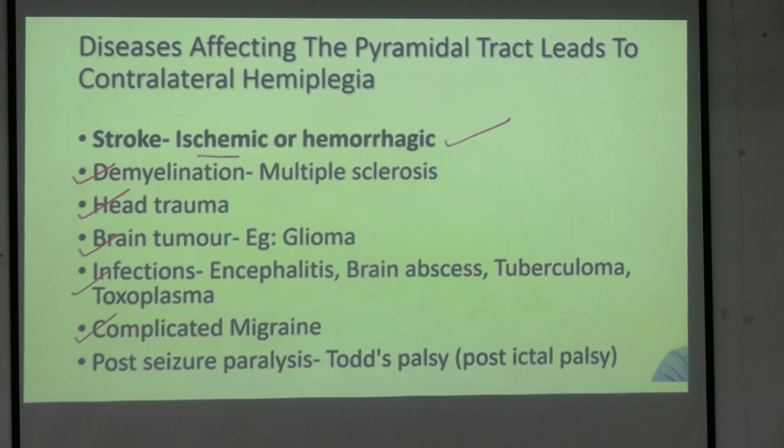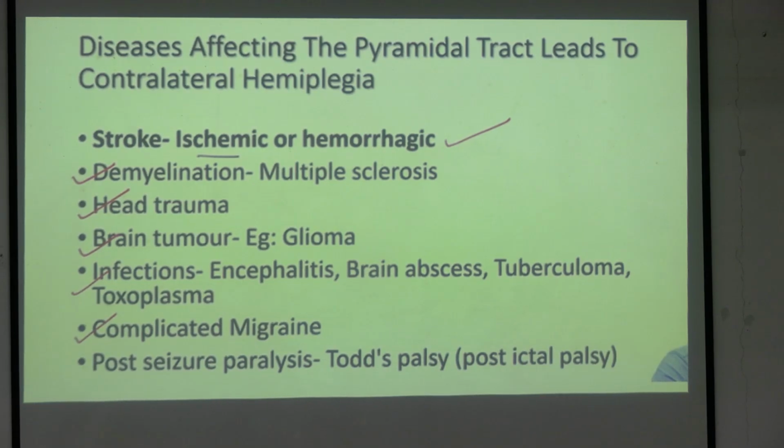Now, disease affecting the pyramidal tract leads to contralateral hemiplegia, that you know. I have told you that in most cases there is stroke, ischemic or hemorrhagic, that is called stroke, but other causes by definition are not called strokes. Like hemiplegia may occur due to demyelination or multiple sclerosis. You know, nerve fibers are myelinated. Multiple sclerosis is a disease where there is demyelination that causes impaired function of the nerve. That demyelination is also called multiple sclerosis.